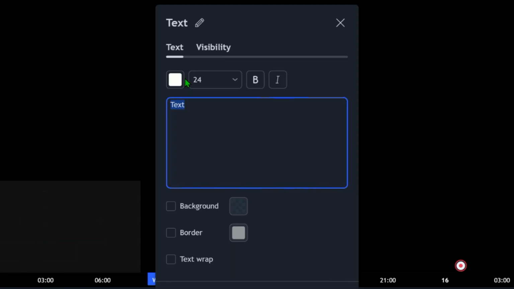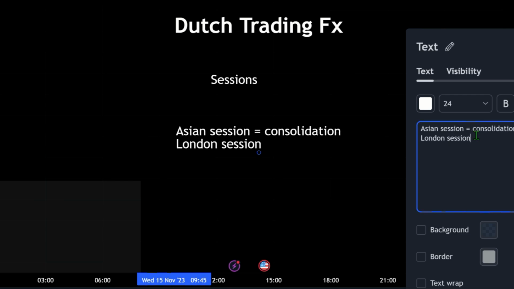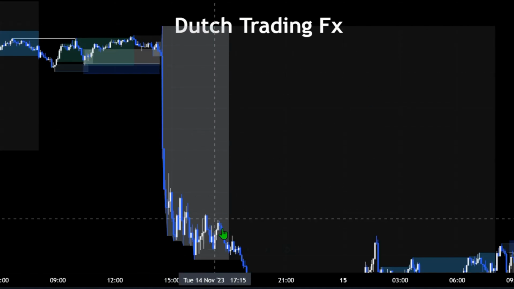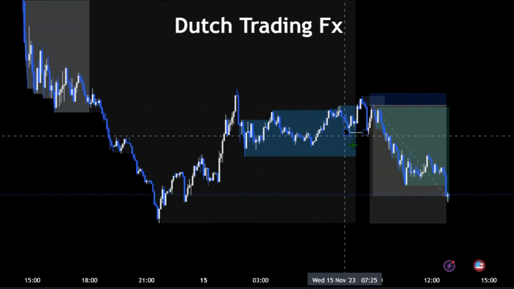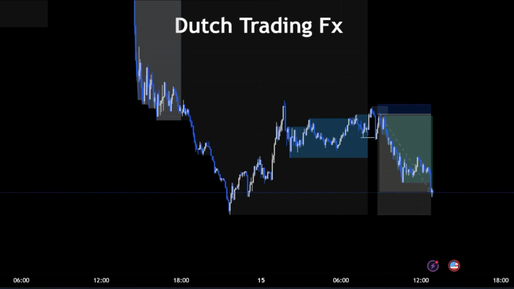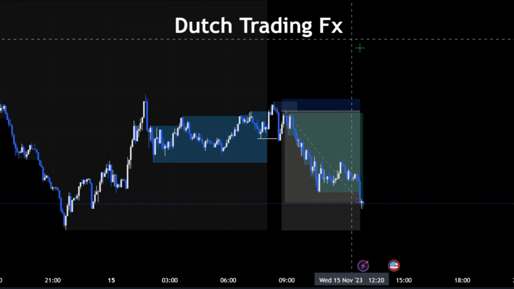The way I trade my strategy is I trade based off of sessions. You have the Asian session, which is consolidation. You have the London session, which gives impulses. And you have the New York session, which also gives impulses. Just like you can see here: New York, impulse. Asian session, consolidation or sideways. London session, impulse.